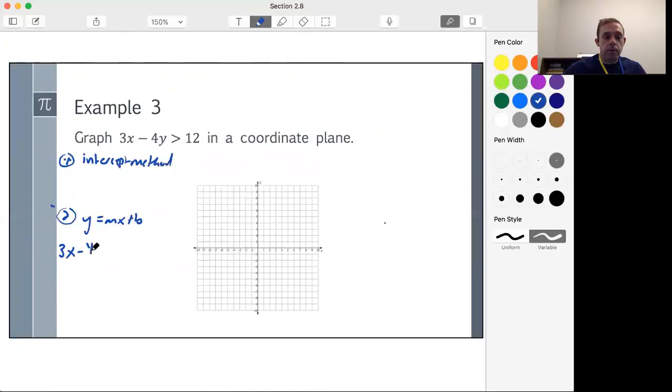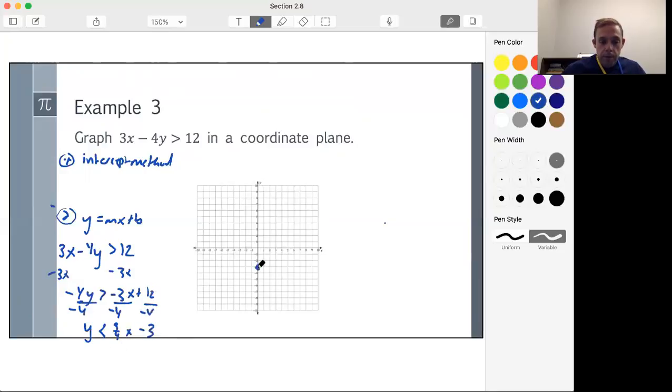So 3x minus 4y is greater than 12. I'm going to subtract 3x from both sides. So you have negative 4y is greater than negative 3x plus 12. And I'm going to divide everything by negative 4. So we have y is less than 3/4 x minus 3. Notice I had to flip the inequality because I divided by a negative number.